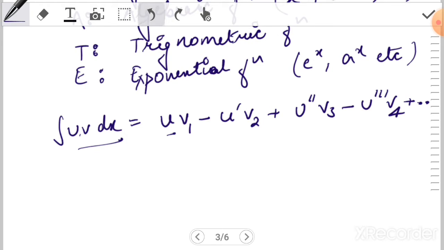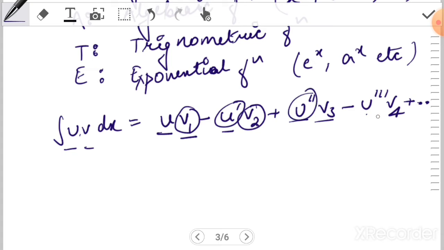I repeat. Okay, integral of product of two functions u into v is first function into integral of second, minus differentiate first, then integrate second, again differentiate this, integrate this, again differentiate this and integrate this, which is v4, and so on, with alternately positive and negative signs, right?